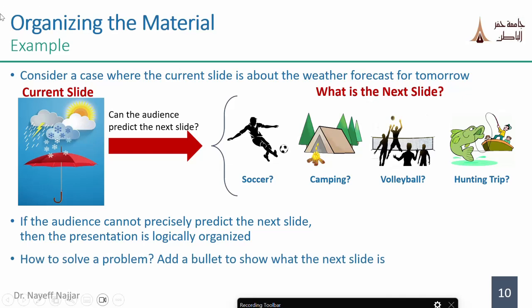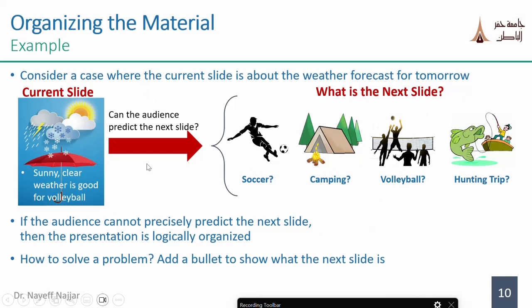you need to make a connection between this slide and the next, so each slide should lead to the next slide. For example, if you are presenting this slide and you want to talk about volleyball, or you want to invite your colleagues to a volleyball game, then you should link this slide to the next one by saying something like, the clear weather is good for volleyball.